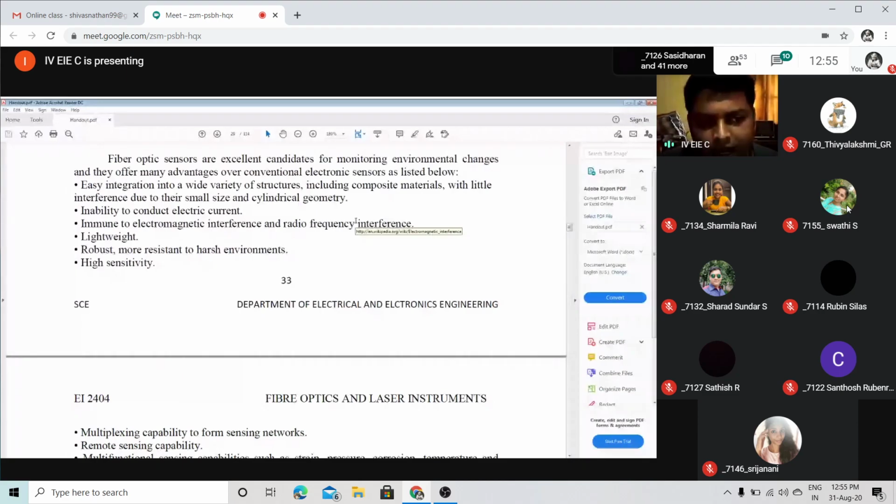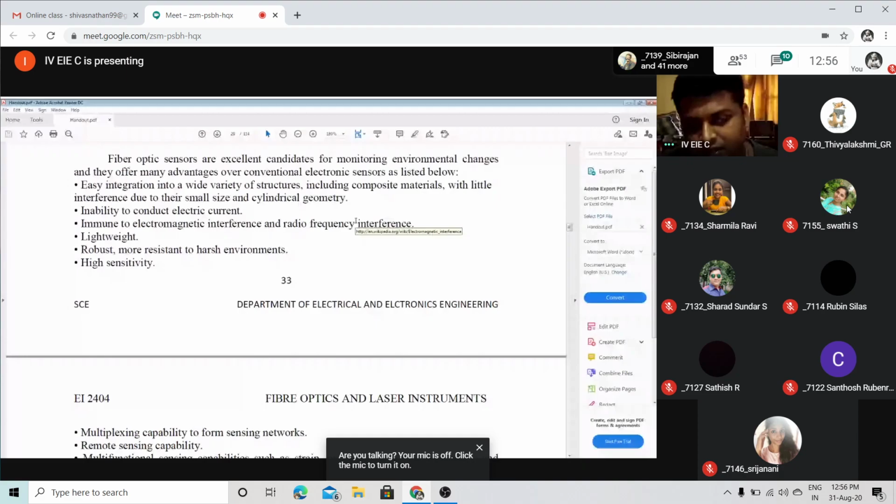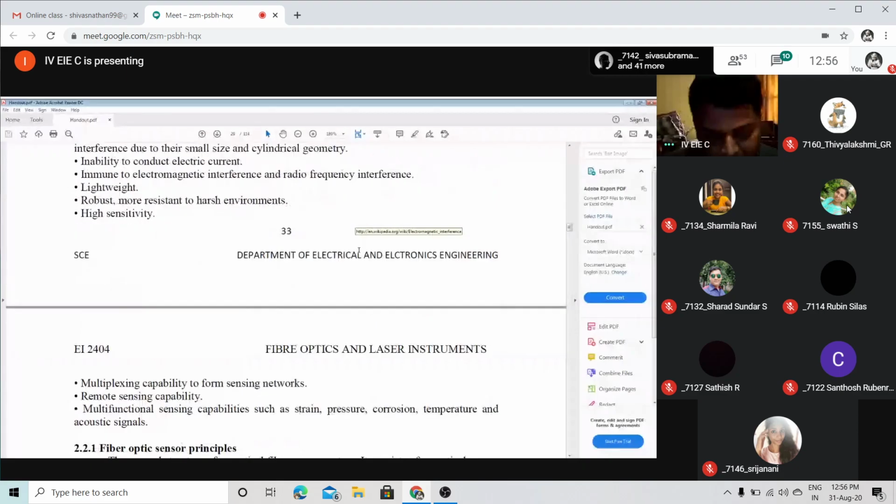Okay. Second point, inability to conduct electric current. Third point, immune to electromagnetic interference and radio frequency interference. This is your basic advantage that we have seen in the previous class, so you can write it here also. The next point is the lightweight nature. The next point, robust, more resistant to harsh environments. The next point will be high sensitivity. Next point, multiplexing capability to form sensing networks.